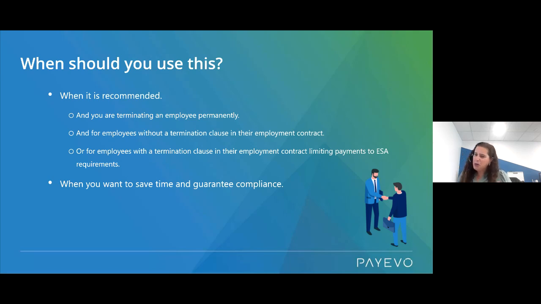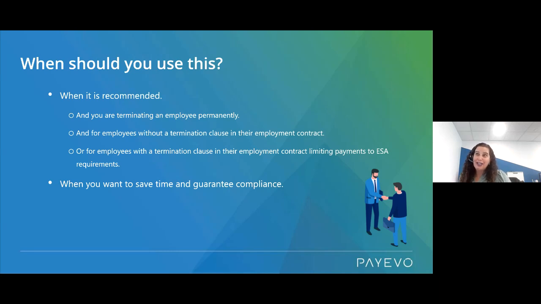So quick example, if the employee quit, it's not going to recommend it. You don't need to pay termination payments when an employee quits. But if you're letting the employee go for a shortage of work, then it is recommended. And so the system will know. Now, remember, it errs on the side of caution. So there are a few variables in there.